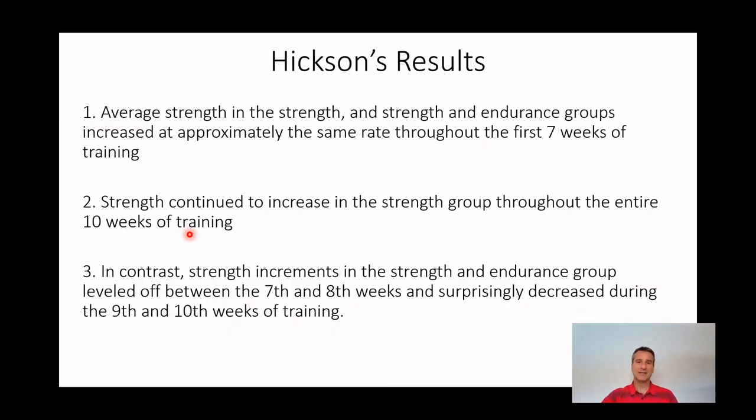And what he found is that the average strength in the strength group blew up. And the strength and endurance group together, the concurrent training, went up exactly the same over the first 7 weeks. The strength group, though, continued to increase strength, and actually their strength went down in the strength and endurance group. So you begin to plateau at weeks 7 to 8, and then it actually comes down in the 9th and 10th weeks.